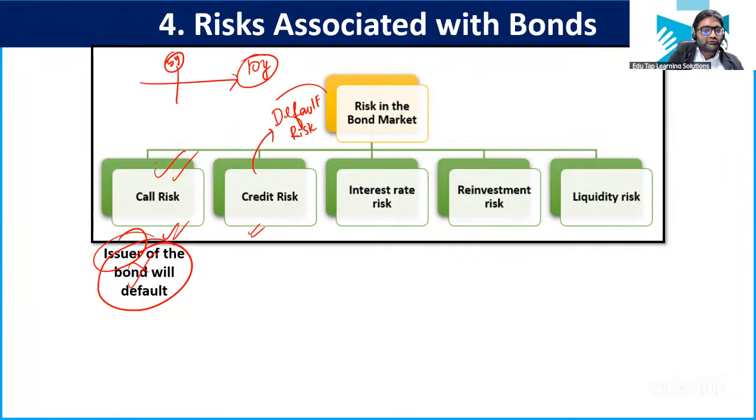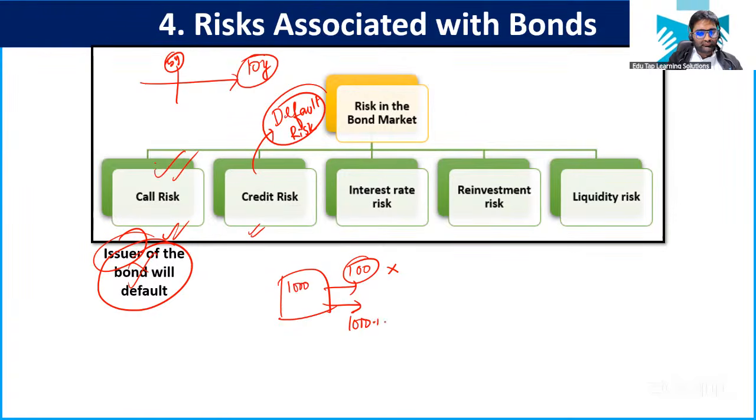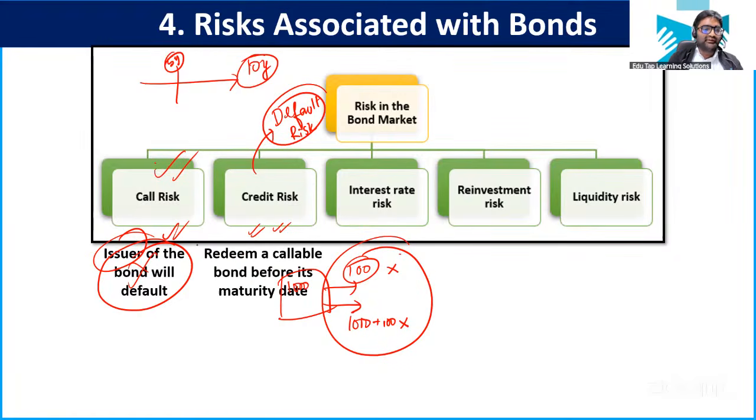Okay, this is also called default risk, which means the bond is expected to give 100 rupees as a coupon payment, but this is not given. At the end of the second year, the 1000 rupees par value has to be returned along with the 100 rupees coupon payment, and that is also not given. So this default is what we call credit risk. Okay, you have to match these. So credit risk is when the issuer of the bond will default.